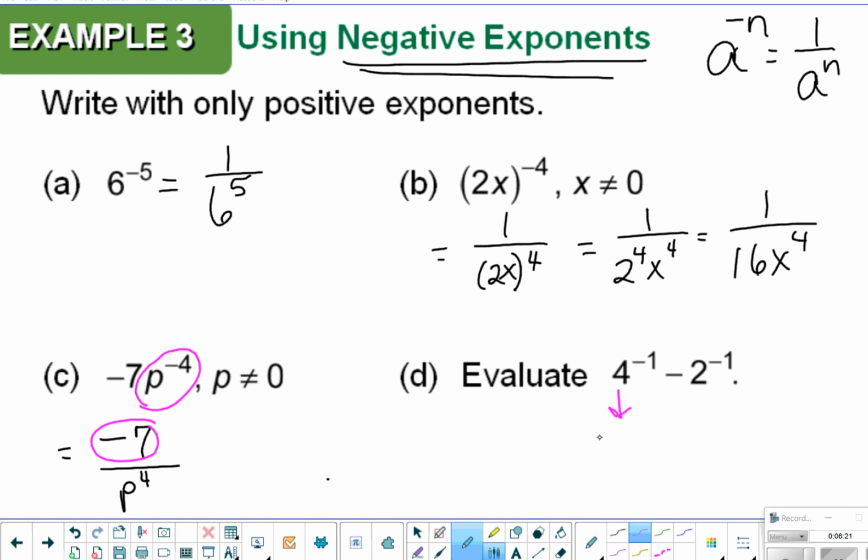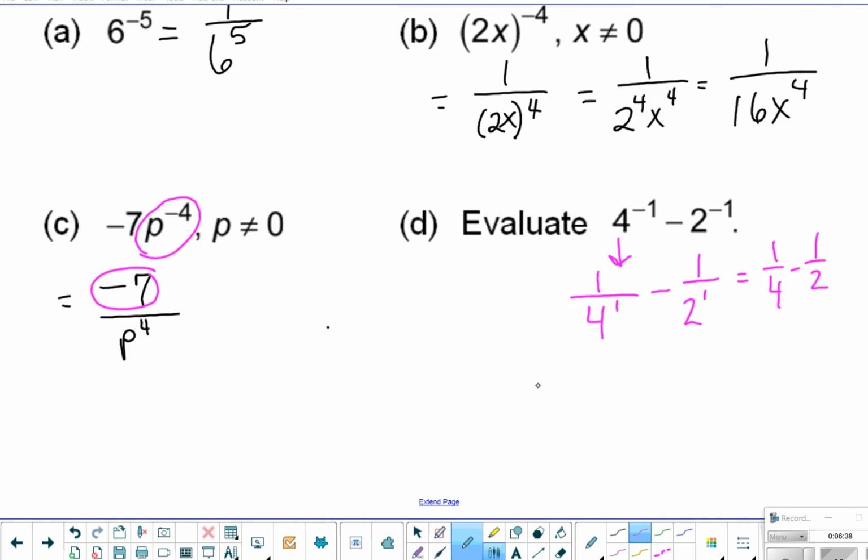All right, this is going to rewrite into 1 over 4 to the first minus 1 over 2 to the first. But having a first power really isn't necessary to write it, is it? So we'll get 1/4 minus 1/2. Make common denominators so they come together. So I'm just going to shift my 1/2 into fourths, calling it 2/4. So I get 1 minus 2 over the common 4 gives us negative 1/4.